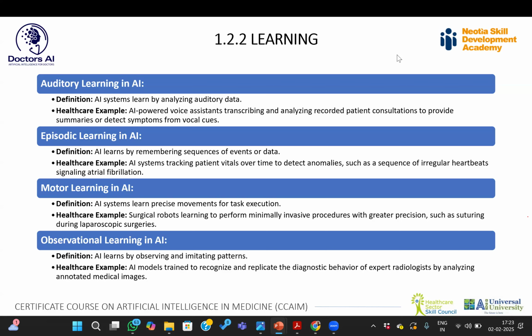The second is episodic learning, right? So here, the AI system will learn by remembering the sequence of events or data. For example, an AI system tracking patient vitals over time to detect anomalies such as sequences of arrhythmia. This is an example of real-time data analytics. So it learns from the real-time data and it learns in episodes.